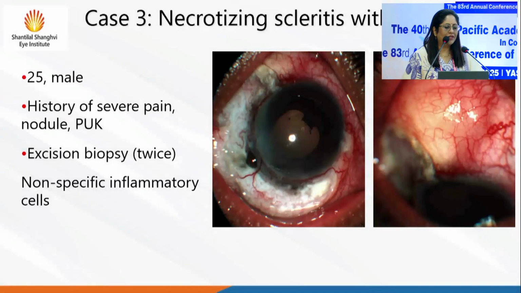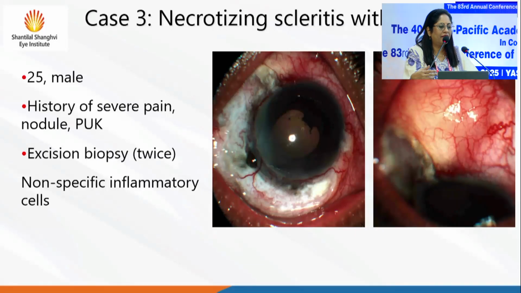The third case I have to discuss is a very interesting case, which presented as what we thought was necrotizing scleritis with PUK. This is a young male patient, and our top diagnosis for necrotizing scleritis with peripheral ulcerative keratitis was a systemic vasculitis, especially GPA. So we investigated the patient more than once. We did all the serological tests, ANCA two to three times, and sent the patient to a rheumatologist. The patient had also undergone excision biopsy a couple of times, in which the only report was non-specific inflammatory cells.